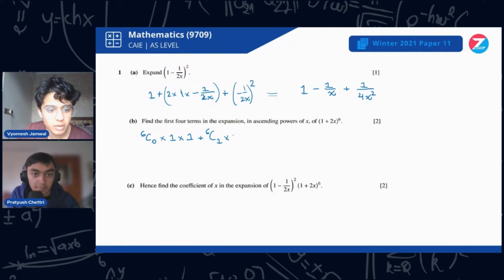times 1. The reason why I'm saying 1 is because 1 to the power 5, 1 to the power 6, it doesn't really matter. So I'm just going to keep it as it is, but you could also put a 1 upon 1 to the power 6. And the next one is going to be times 2x. And it's going to be 6. It says 4 terms, so 6c2 times 1 times 2x squared as a whole, remember? And then it's going to be plus 6c3 times 1 times 2x to the power cube.